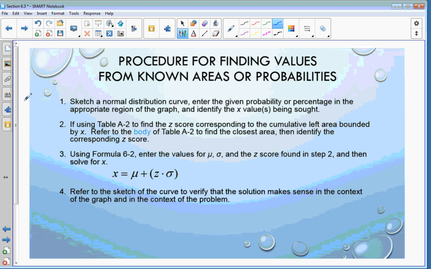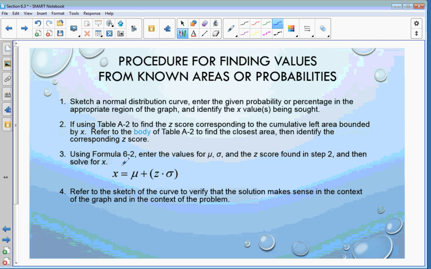So this goes through the procedure for finding those values. We're again going to sketch that normal curve. We're going to put as much on there as we can, enter the probability percentage in the appropriate region. We're going to shade that. Identify what we're looking for. Then we're going to refer to table A2 or use our calculators to identify the corresponding z-score.